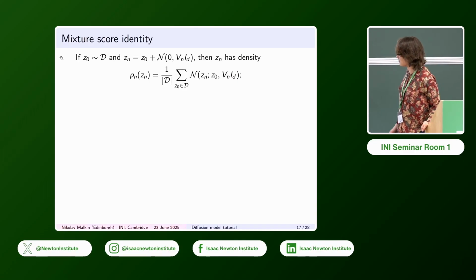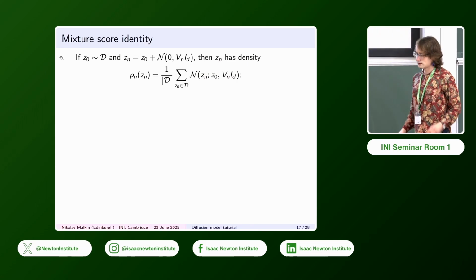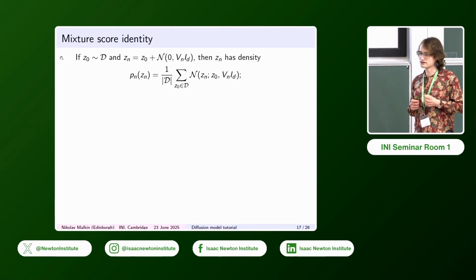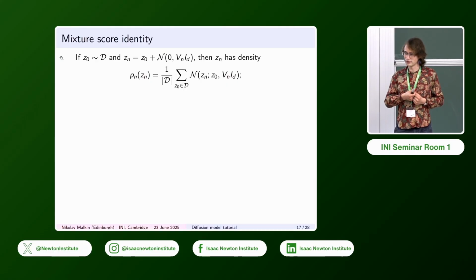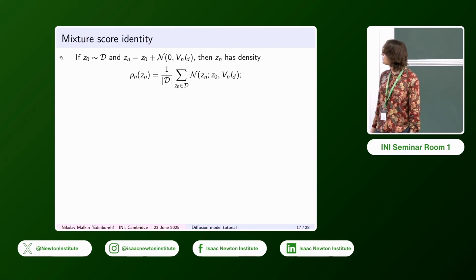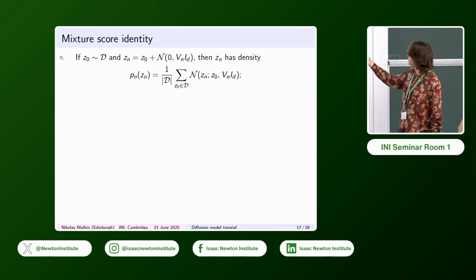So let's see what this gives us. It gives a very nice fact in the case of diffusion models. So if Z0 comes from a data set, and Zn is Z0 plus Gaussian noise, then Zn follows a Gaussian mixture model, whose means are the points of the data set, and all the variances are just the variance of the noise that we added. So P of Zn, we'll call it Pn of Zn, is a mixture model centered on the dataset with given variance for each component.